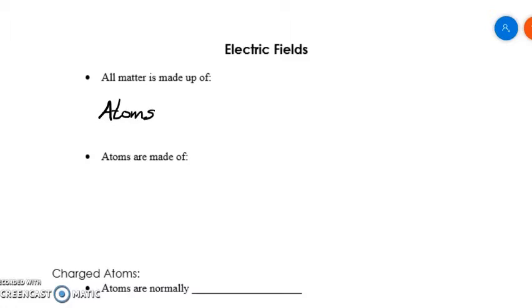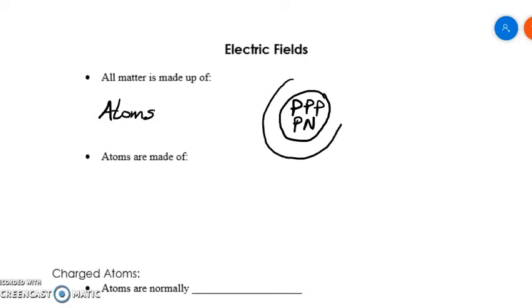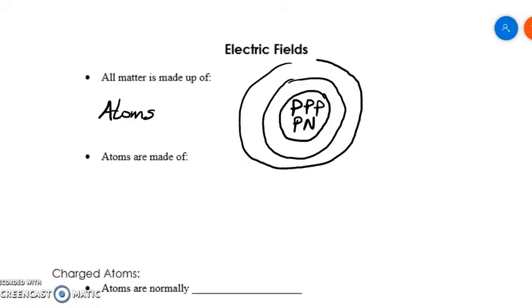So first of all, matter is made up of atoms. Here's a quick diagram of an atom. Let's say that the atom has 1, 2, 3, 4 protons and 1 neutron in the nucleus. Here's the nucleus. And then it has electron shells. There's 1 electron shell and a second electron shell.